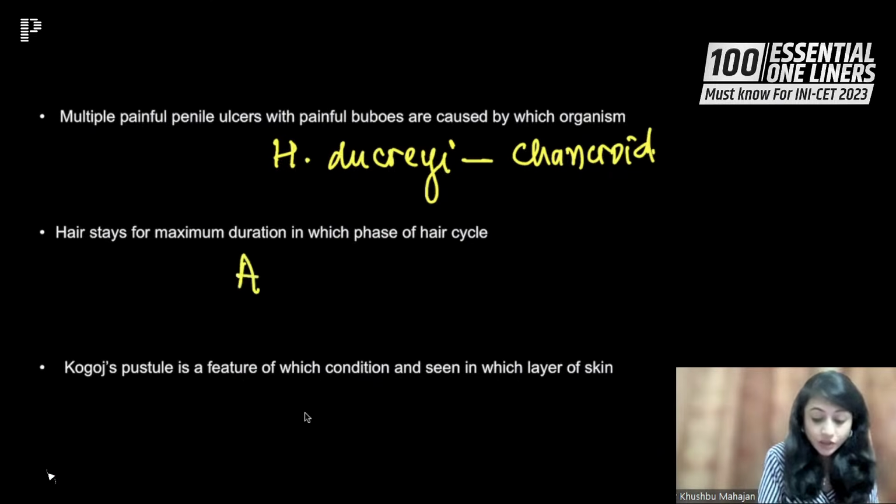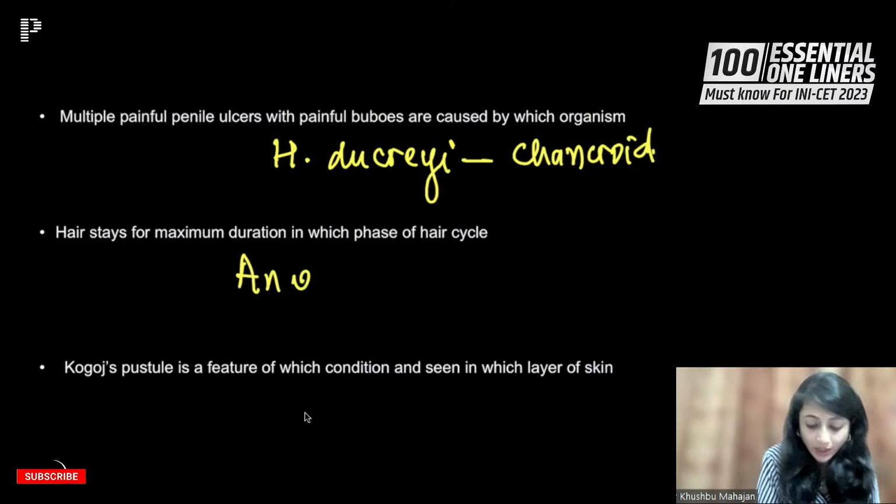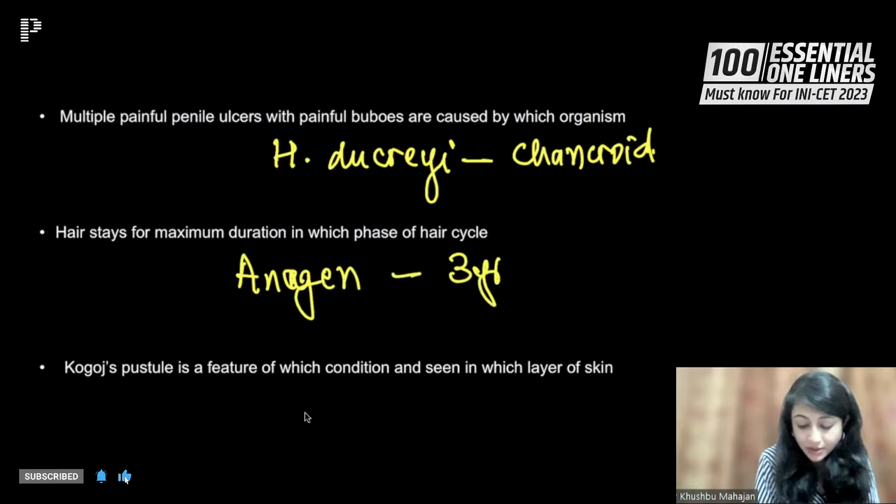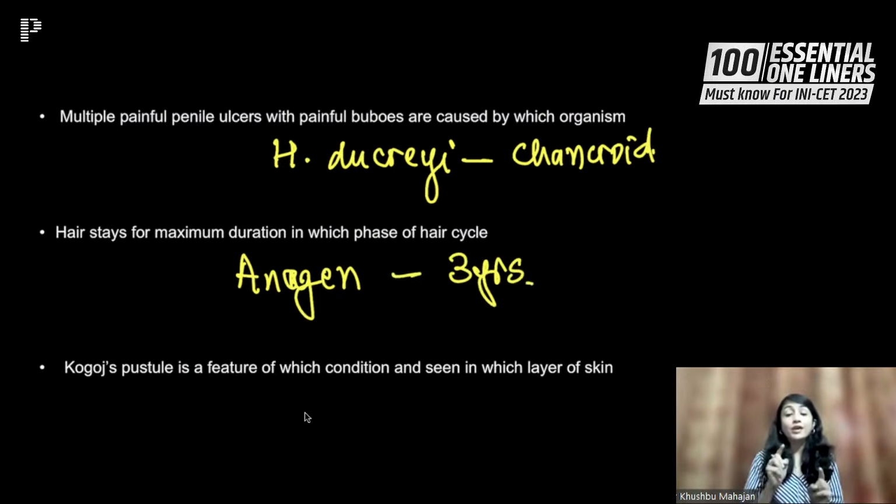Absolutely right. Anagen phase, which is the phase of hair growth. And the hair stays in it for 3 years. Telogen phase is the phase of hair fall. The hair stays in it just for 3 months. And the shortest is the catagen phase or phase of transition, in which the hair stays for 3 weeks. So here the answer would be anagen phase.